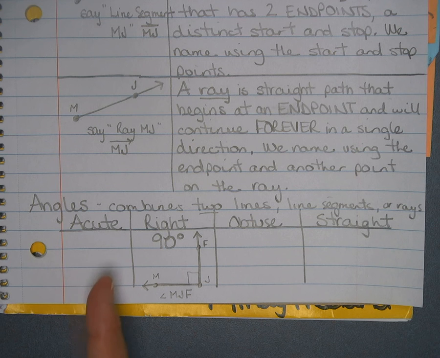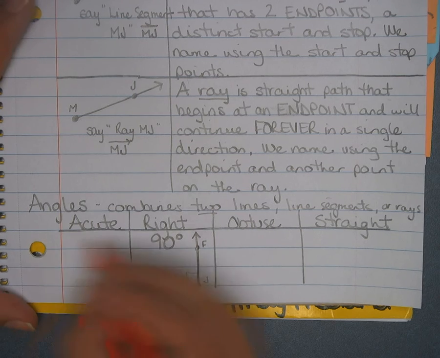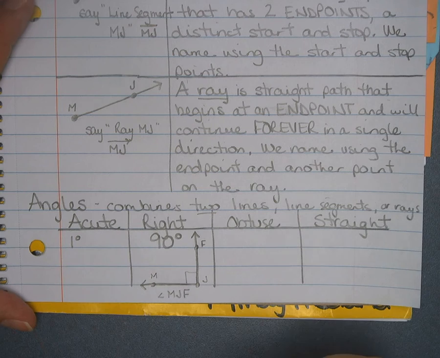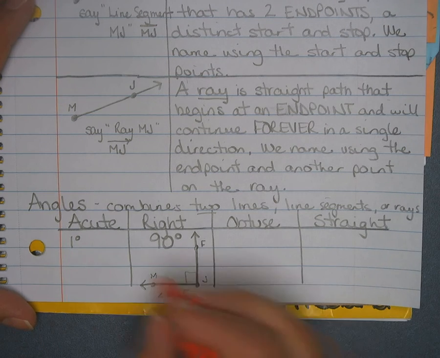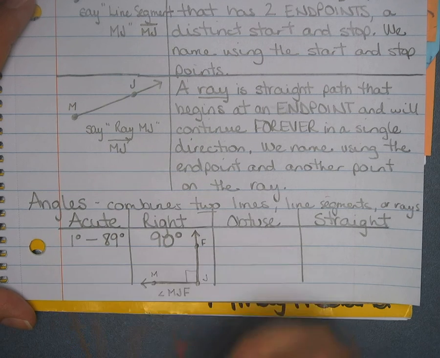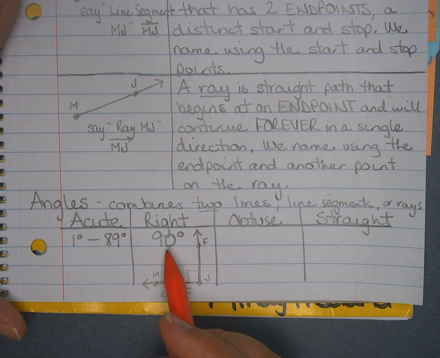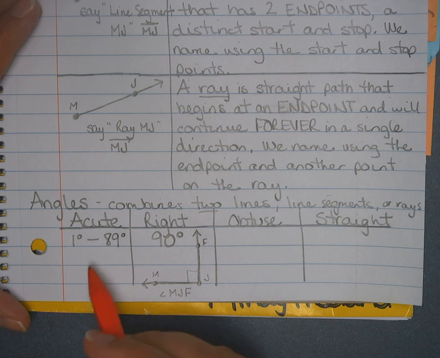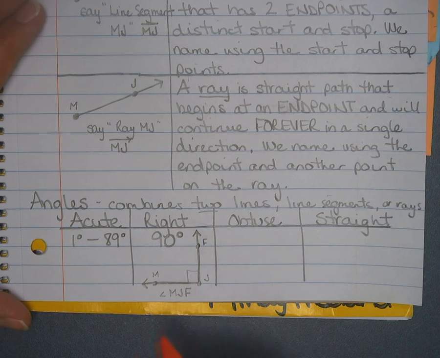Moving to the left, acute angles are any angle that measures less than 90 degrees, but more than nothing. So we say that acute angles are anything from 1 degree, very teeny, very tiny, very small, to 89 degrees. Because the minute we go to 90, we now have a different type of angle. It is a right angle. Acutes are those teeny tiny ones.